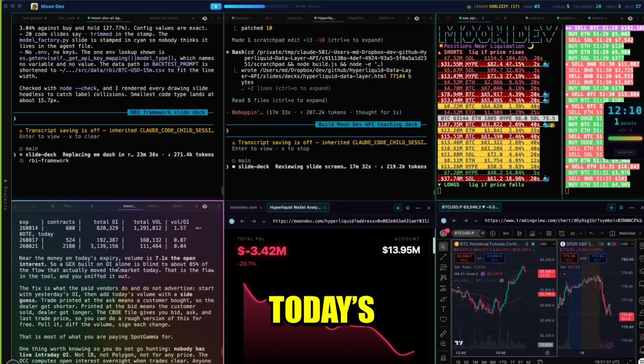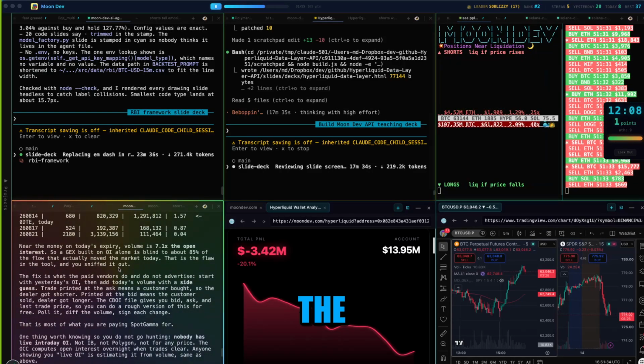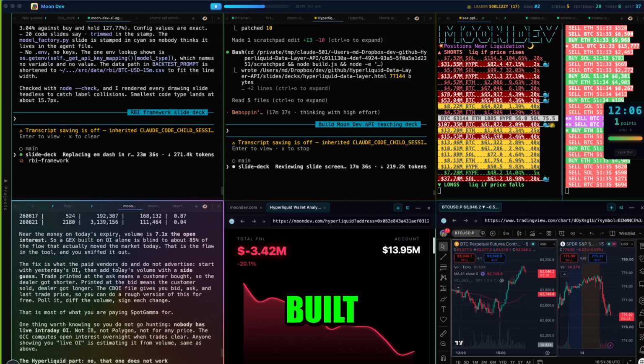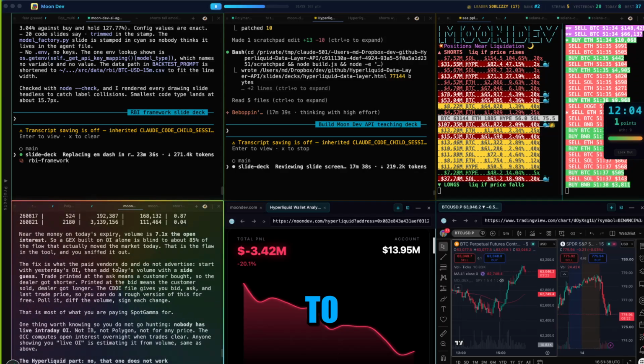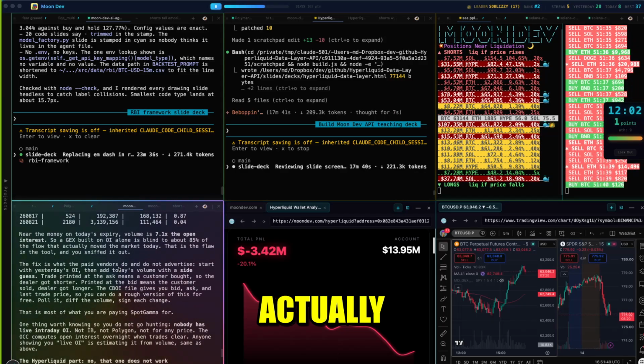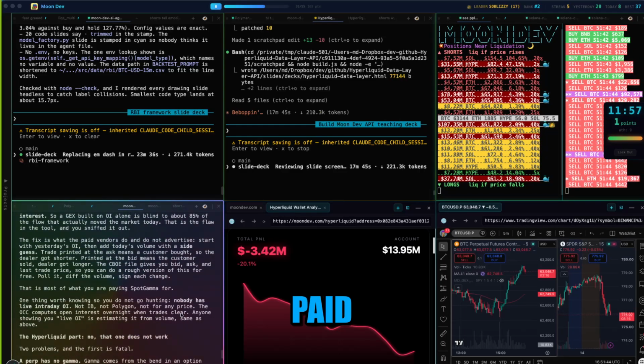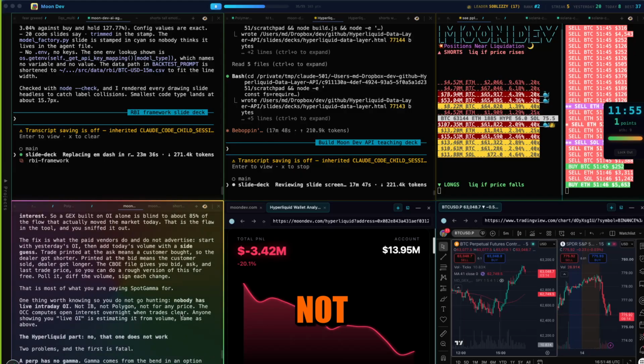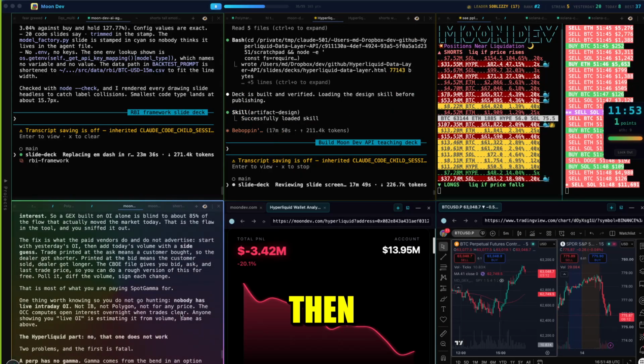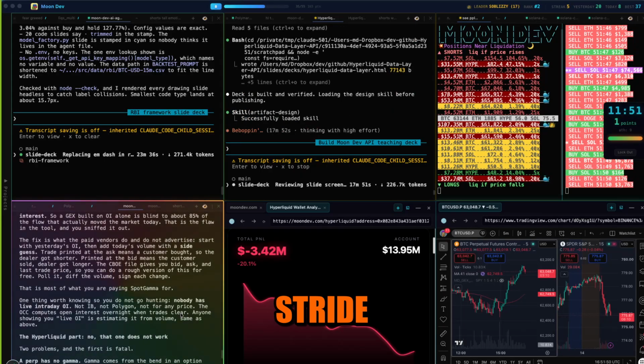Near the money on today's expiry, volume is 7.1x the open interest. So a GEX built on OI alone is blind to about 85% of the flow that actually moved the market today. That is the flaw in the tool, and you sniffed it out. The fix is what paid vendors do and do not advertise. Start with yesterday's OI, then add today's volume with a stride guess.